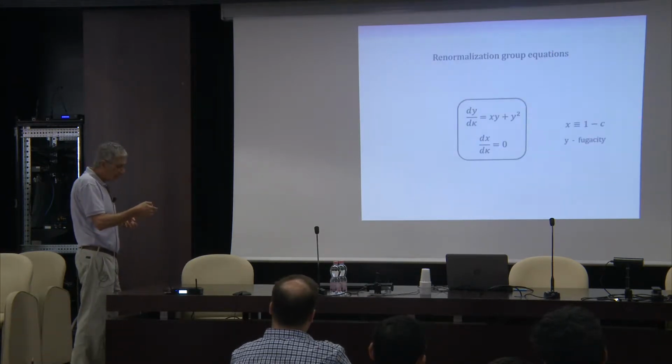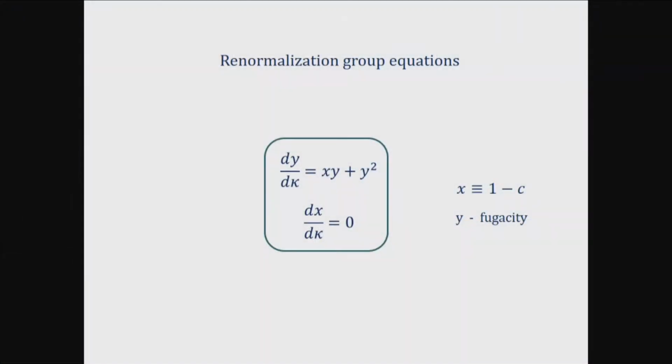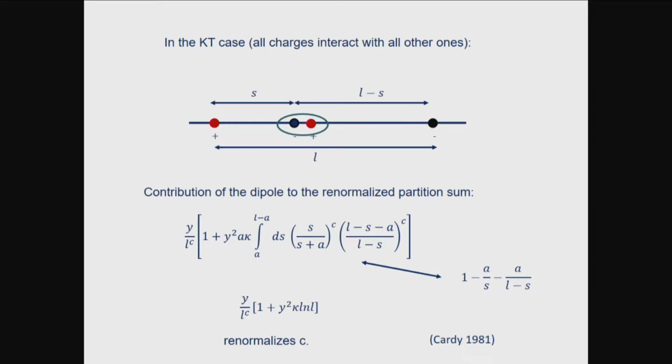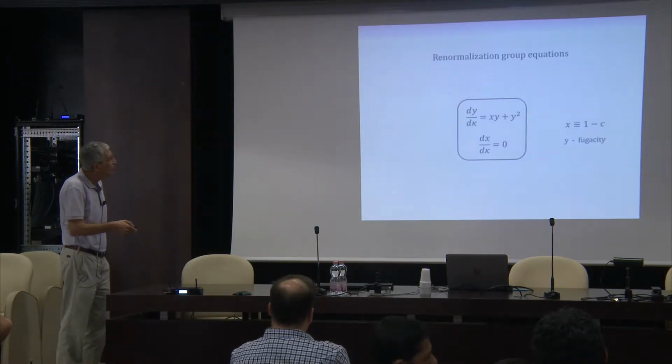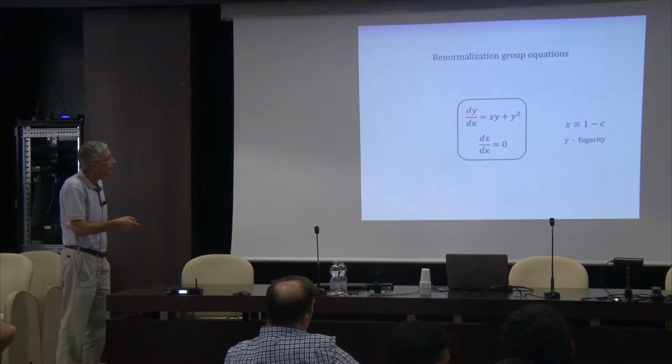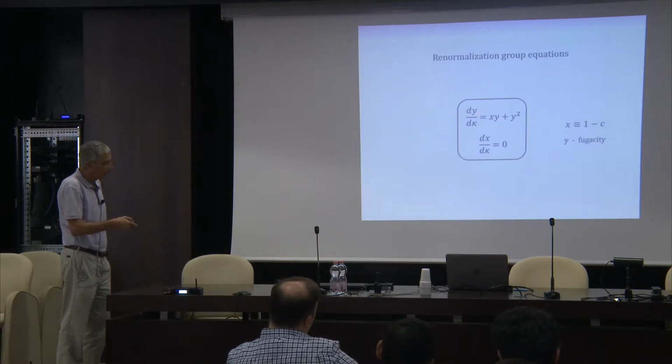So as a result, in the renormalization group equation, C is the interaction, right? That's the coefficient of the log of the interaction between the charges. So renormalizing this, which contributes y squared, fugacity squared, they go into the fugacity term. So basically, these are the renormalization group scheme of that system.